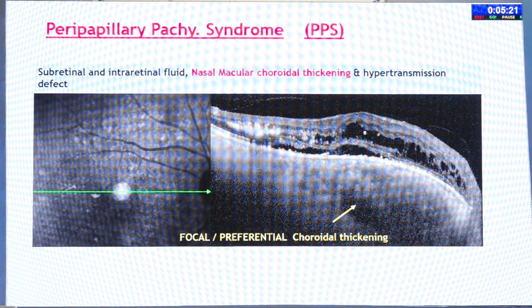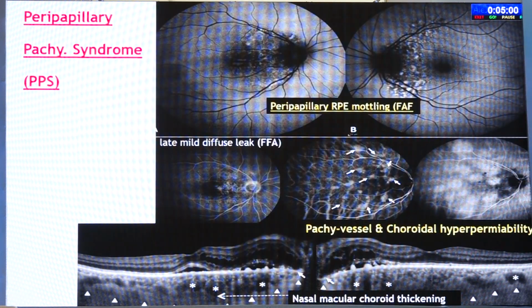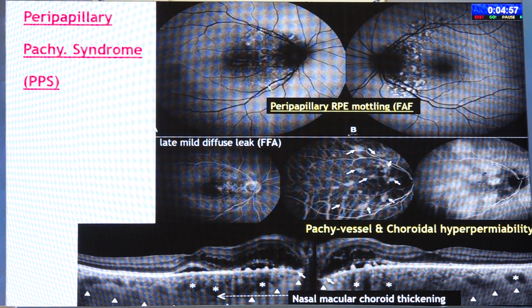For example, in this case with peripapillary pachychoroid syndrome, you have nasal macular choroidal thickening with nasal macular intraretinal and subretinal fluid, and usually it happens in older individuals and is usually a bilateral disease. You see this peripapillary intraretinal and subretinal fluid in these patients, and it is very important to image the autofluorescence in this case, where you see peripapillary RPE mottling, peripapillary pachy vessels and choroidal vascular hyperpermeability as findings in this variant of CSR called peripapillary pachy syndrome.